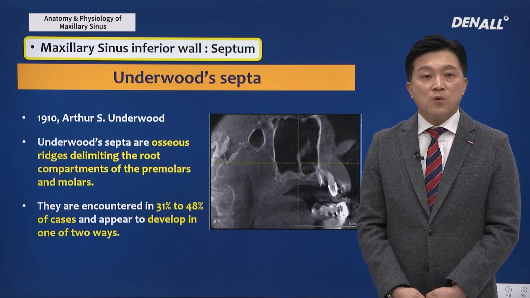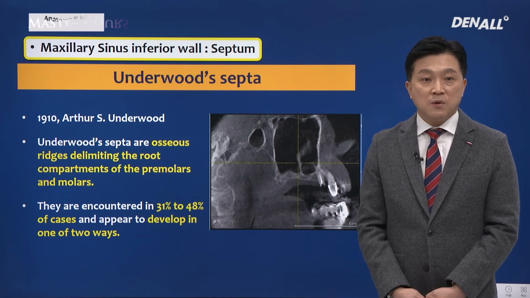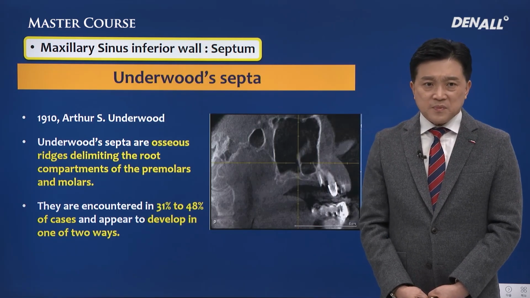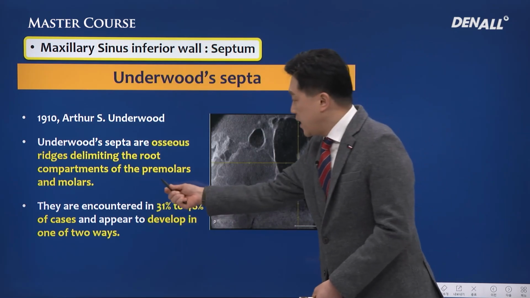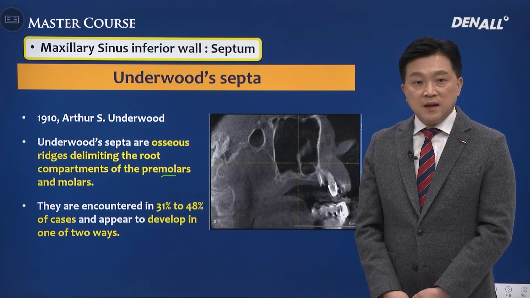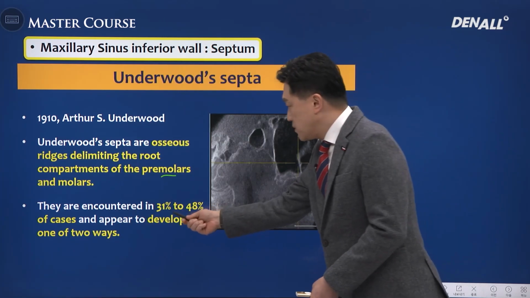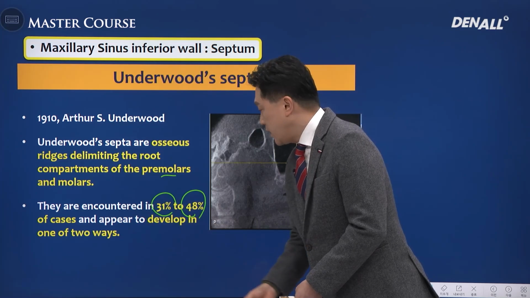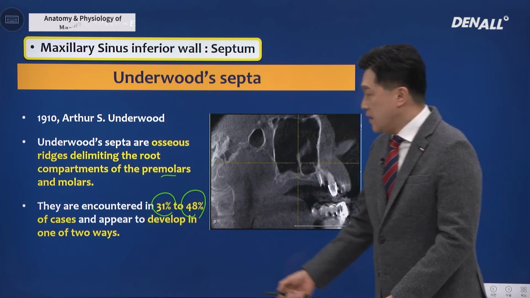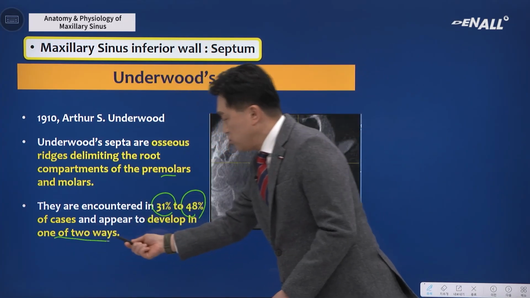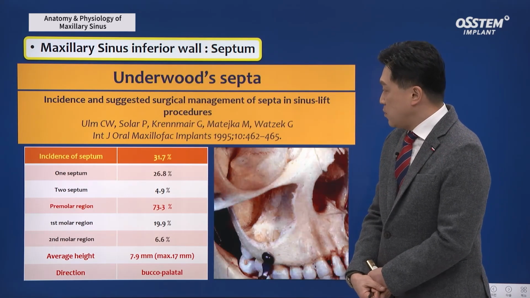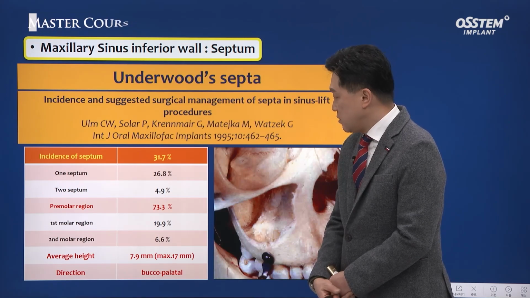It was first reported by Arthur Underwood. Underwood septa are osseous ridges delimiting the root compartments of the premolars and molars. They're encountered in 31% to 48% of cases. They appear to develop in 1 or 2 ways. The incidence rate is known to be between 31% and 48%.